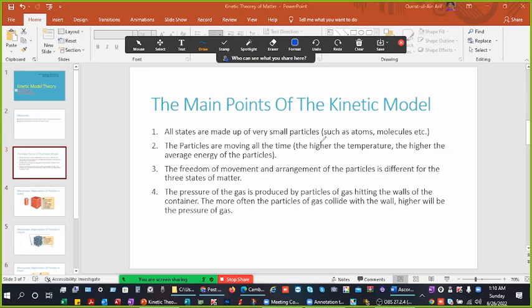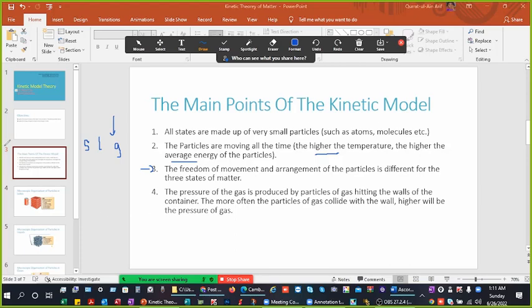Now, if the temperature increases, the higher the temperature, the higher will be the average kinetic energy of the particles. So we can see that in case of solids, liquids and gases, the average kinetic energy in case of gases is the highest, and so is the temperature. Now let's talk about the freedom of movement and arrangement of the particles, which is different for the three states of matter.